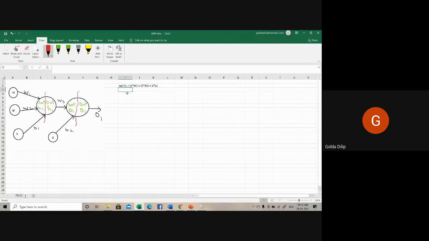Net to H1 I've calculated. Then next is out H1. When it comes to out H1, we need to look into what exactly a transfer function or an activation function is. That's something which will translate your input signal into an output signal.